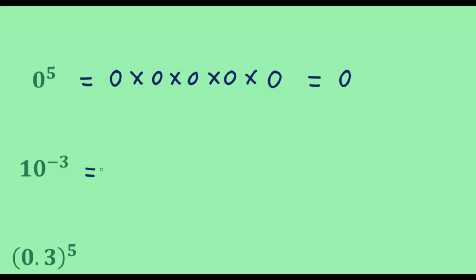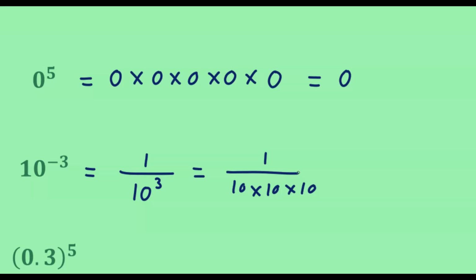Next we have 10 raised to the power of negative 3. Now using the definition of negative exponents, this will just be equal to 1 divided by 10 raised to the power of 3. So we have 1 divided by 10 multiplied by itself a total of 3 times. And so we end up with 1 divided by 1,000.